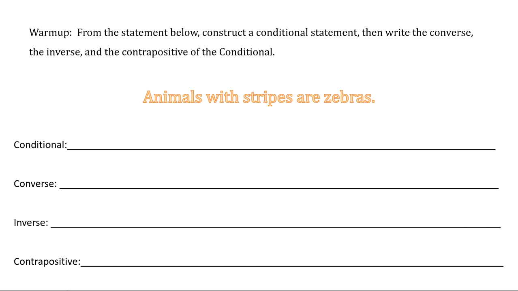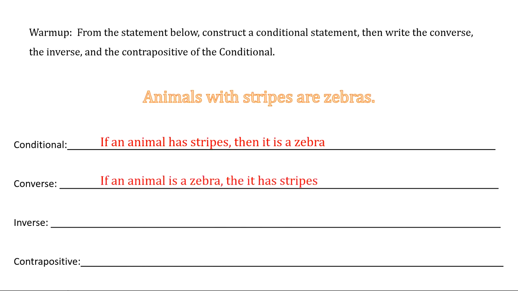So for our conditional statement, we don't have it written in a conditional form yet. It's just a statement. We want to put it in a conditional. So our conditional statement is going to be, if an animal has stripes, then it is a zebra. The converse statement is we flip everything around, remember? And our converse is, if an animal is a zebra, then it has stripes.